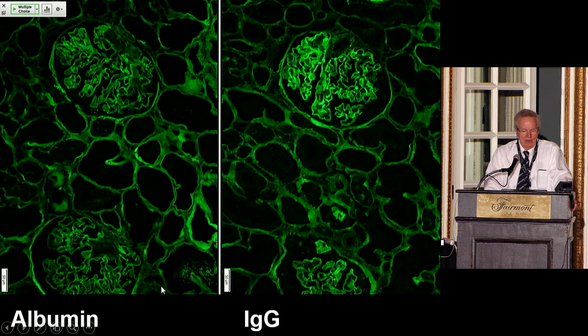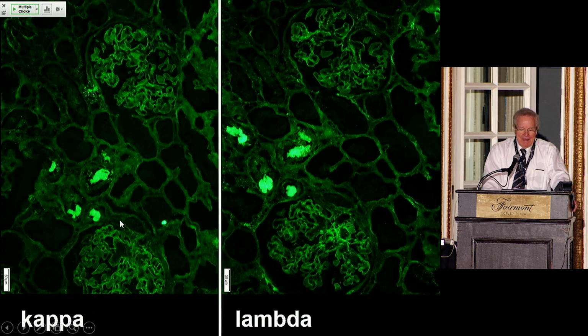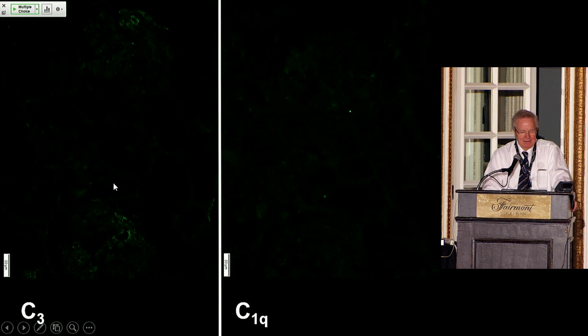So here you go with the first one, albumin and IgG compared on the same slide, same exposure. Kappa and lambda compared, same exposures, same area of the slide, consecutive slides. C3 and C1q.